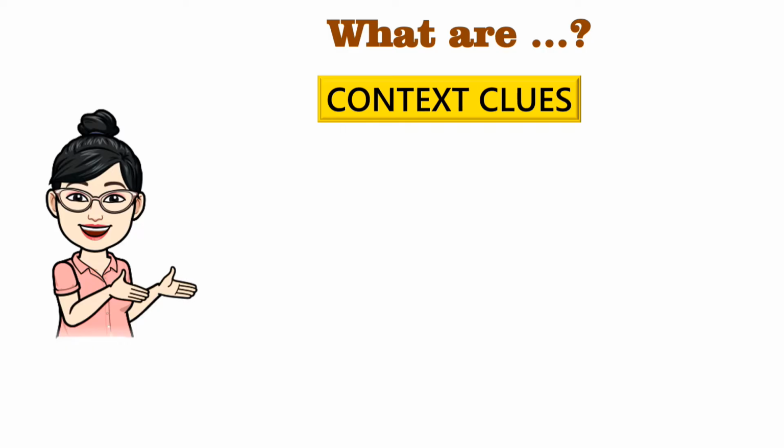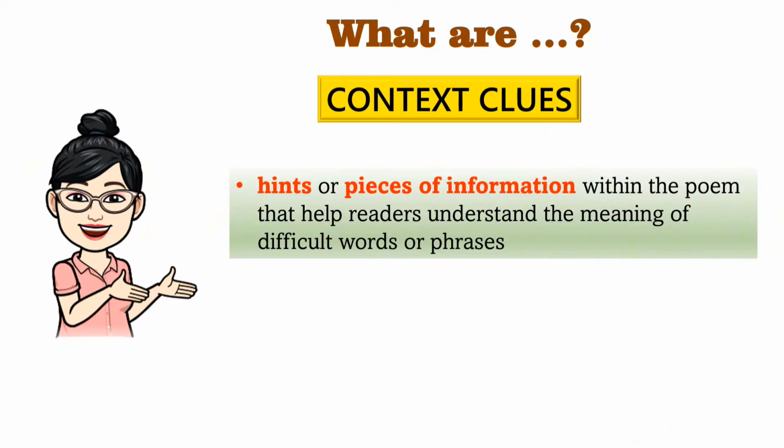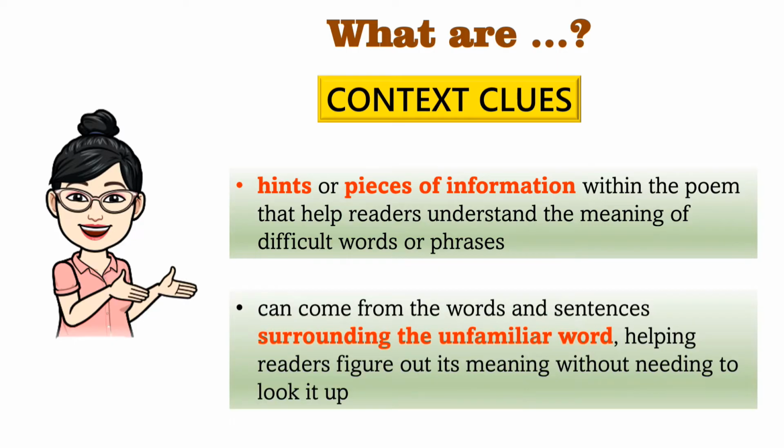First, let's define context clues. What are context clues? Context clues in poetry are hints or pieces of information within the poem that help readers understand the meaning of difficult words or phrases. These clues can come from the words and sentences surrounding the unfamiliar word, helping readers figure out its meaning without needing to look it up.